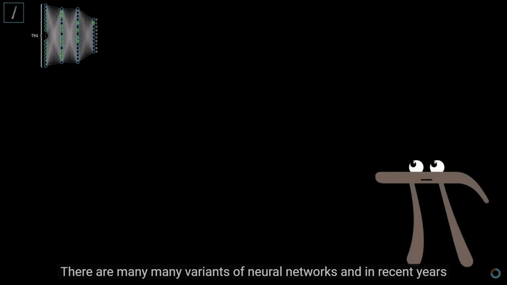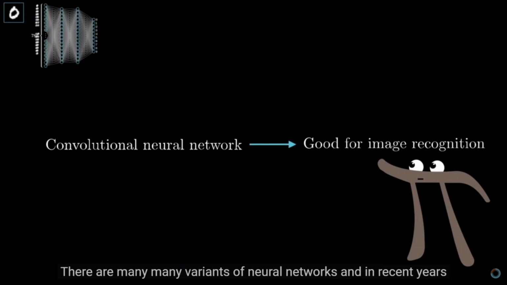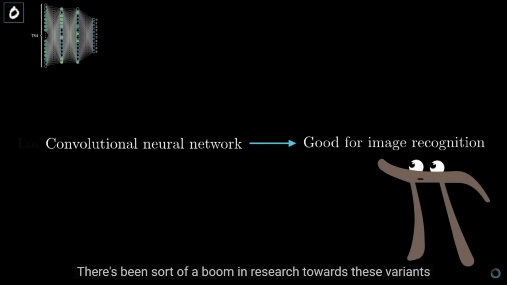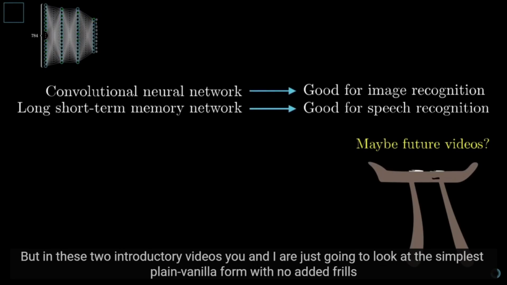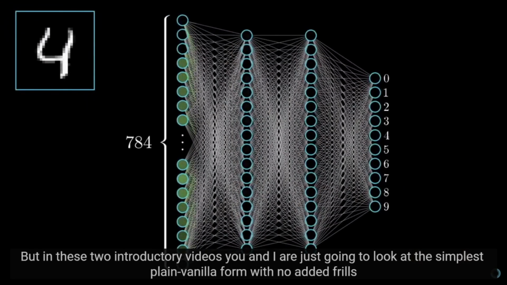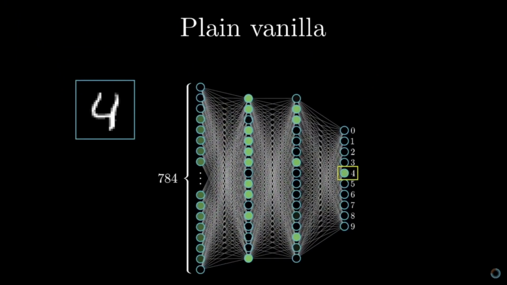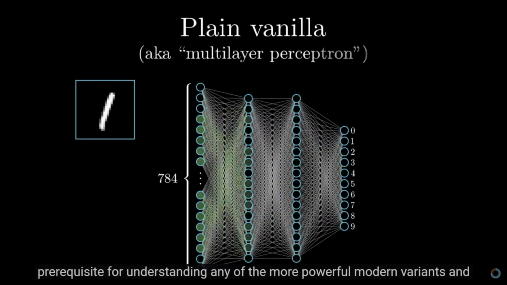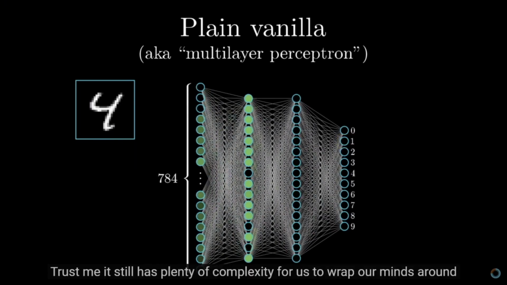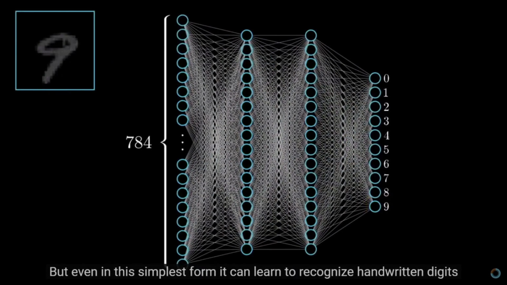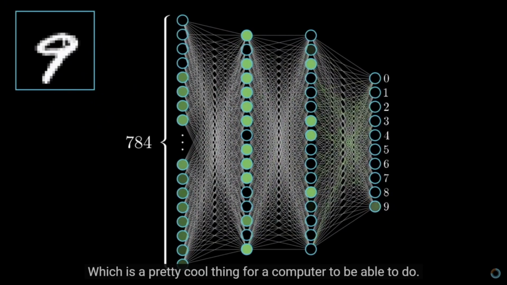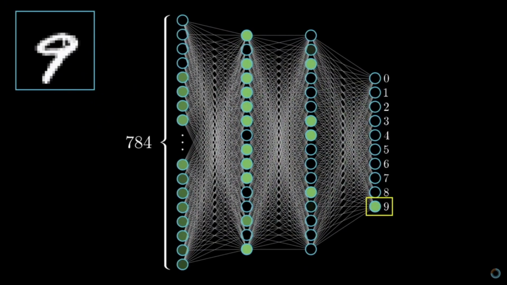There are many variants of neural networks, and in recent years there's been sort of a boom in research towards these variants, but in these 2 introductory videos, you and I are just going to look at the simplest plain vanilla form with no added frills. This is kind of a necessary prerequisite for understanding any of the more powerful modern variants, and trust me, it still has plenty of complexity for us to wrap our minds around. But even in this simplest form, it can learn to recognize handwritten digits, which is a pretty cool thing for a computer to be able to do.